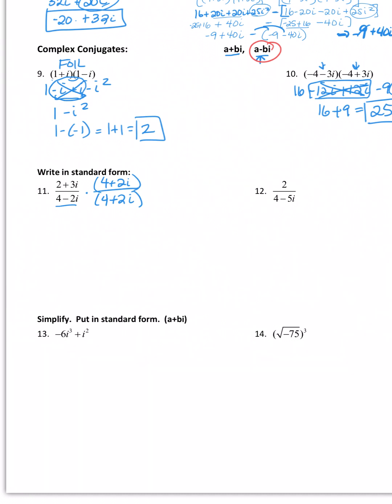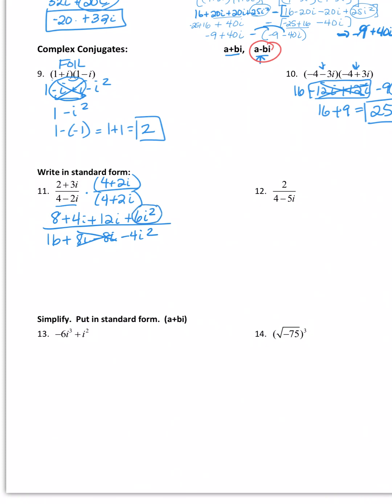So let's FOIL the top first. First terms gives me 8. Outer gives me 4i. Inner gives me 12i. Last gives me 6i squared. All right, I'm just going to leave that for now. Let's do the bottom. If I FOIL the bottom, I'll have 16 plus 8i minus 8i minus 4i squared. Now, I'd always check, do my middle i's fall out? They do.